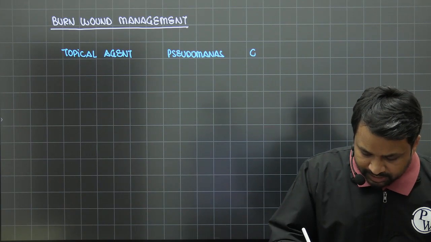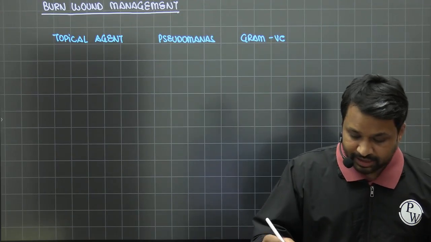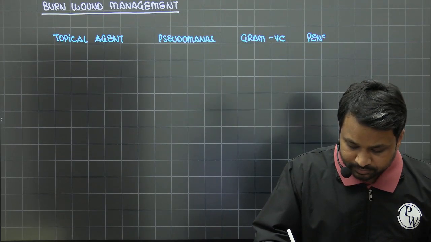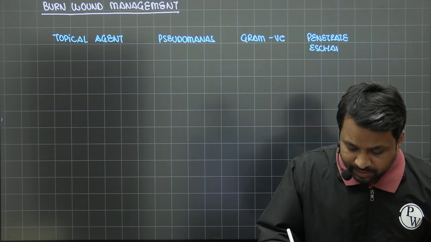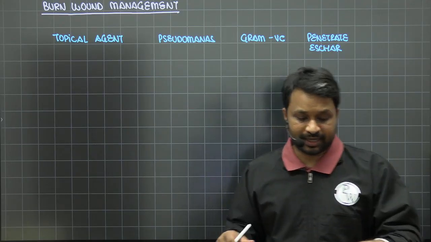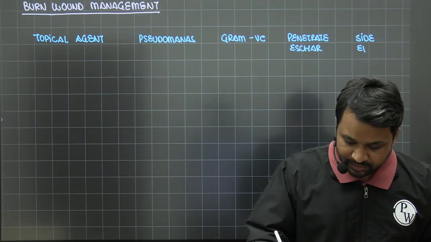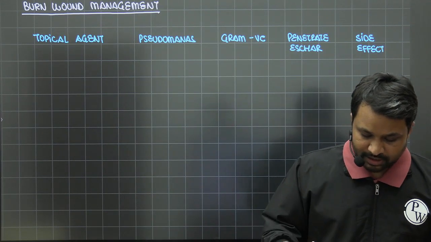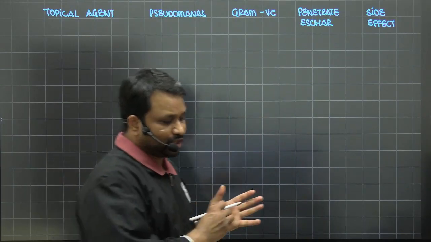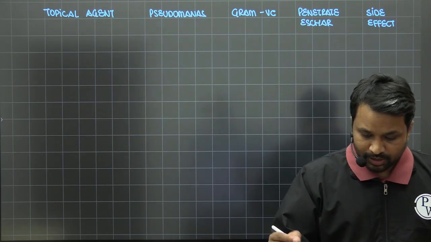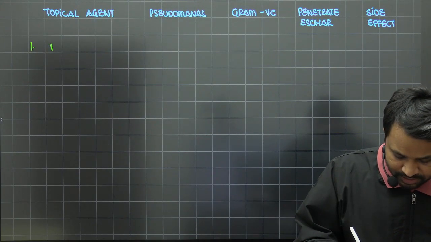Then we look for activity against gram-negative bacteria, and its ability to penetrate eschar. Eschar is that fibrotic tissue that is formed over the burnt area, right? And obviously, does that topical agent cause any specific side effect? So this is the criteria that you will be looking at in the topical agent that we are going to choose, right? So look at the topical agents. The first one that you have is going to be 1% silver sulfadiazine.